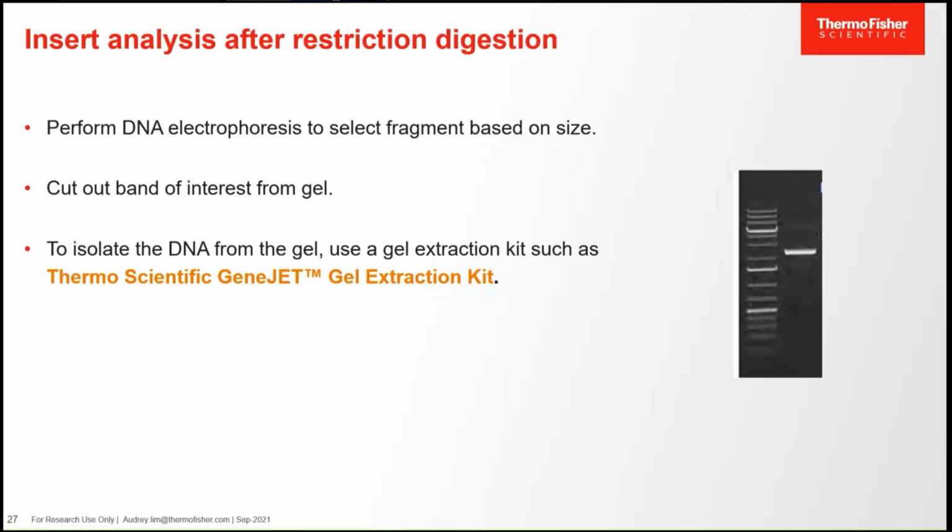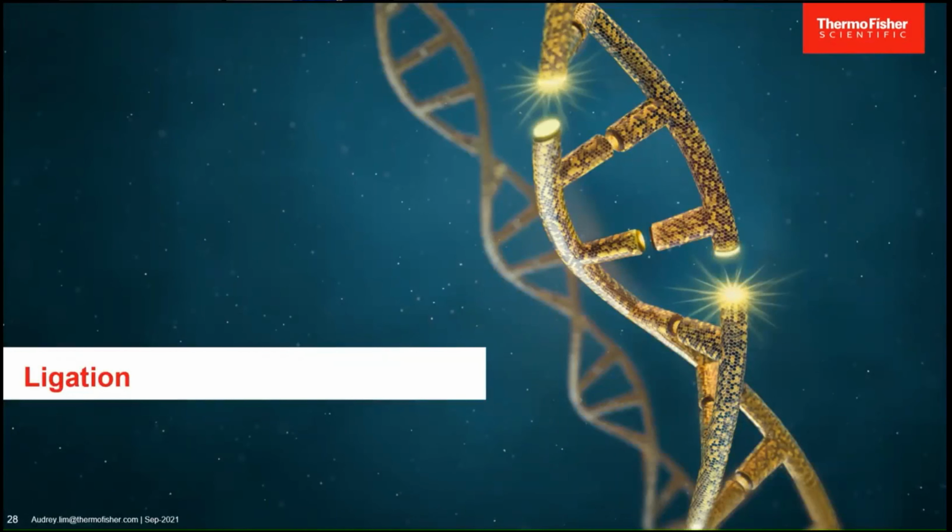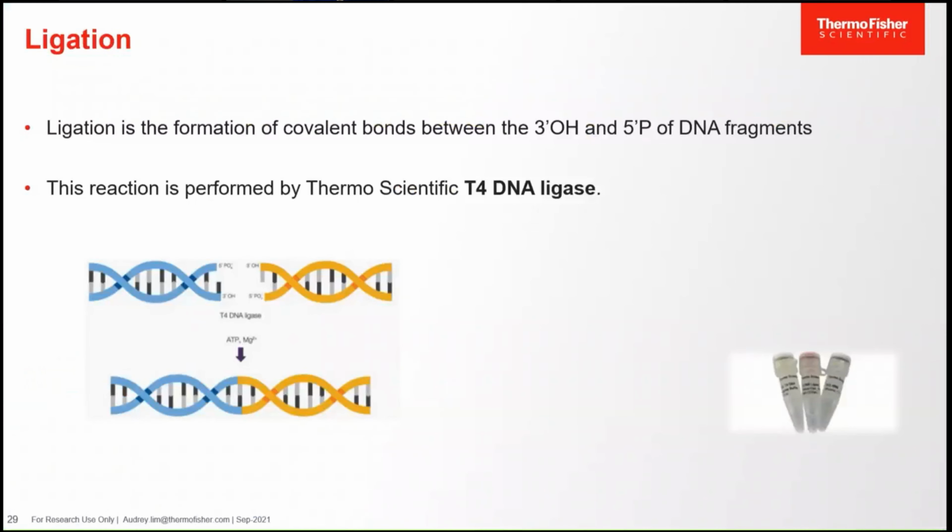So after you have identified your DNA fragment of interest, cut out the band from the gel and isolate the DNA from the gel. For this, you can use a gel extraction kit, such as our Thermo Scientific GeneJET Gel Extraction Kit. Okay, so next is ligation.